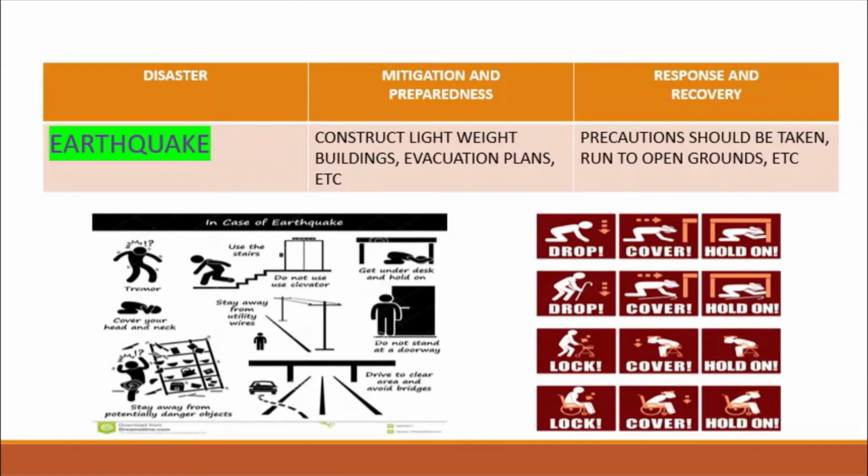So now the next disaster is earthquake. Now what are the mitigation and preparedness measures for earthquake? Constructing lightweight buildings, evacuation plans, etc. are done for mitigation and preparedness for earthquake. Next are the precautions that should be taken, such as running to open grounds, etc., for response and recovery.